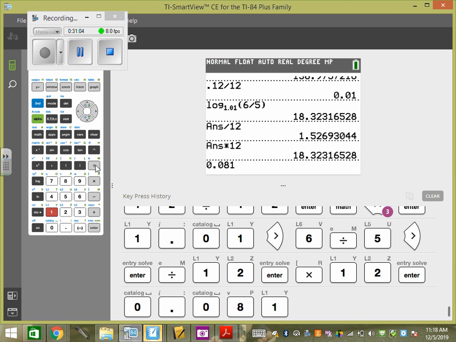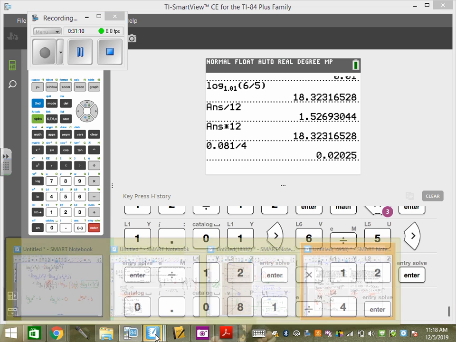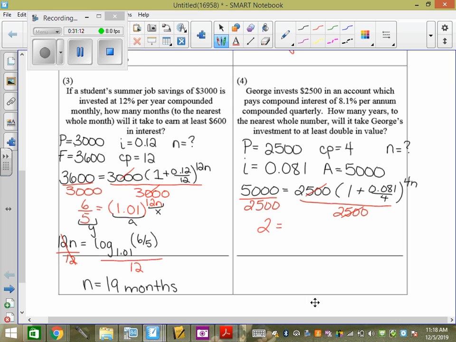0.081 divided by 4, which is 0.02025. Remember that. And then you add the 1 to it, and then you get 4n. And now it's in a form we can convert. Y, A, X. So we get 4n equals log base 1.02025, and then divide by 4.